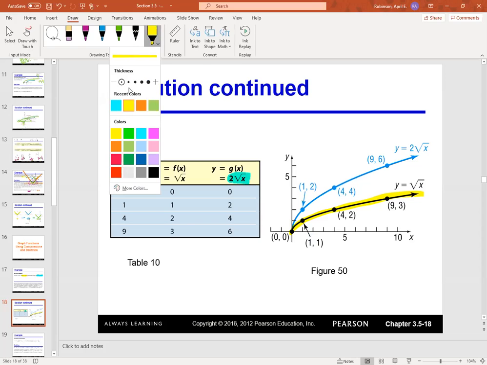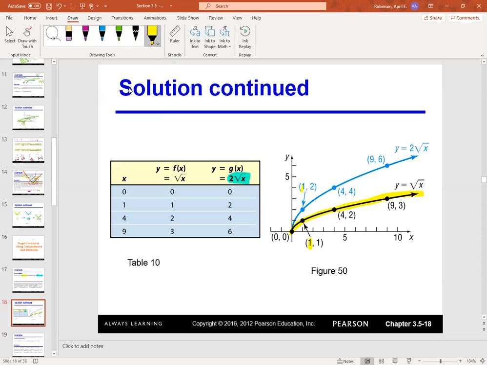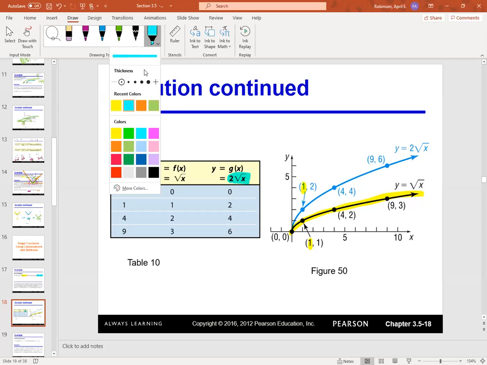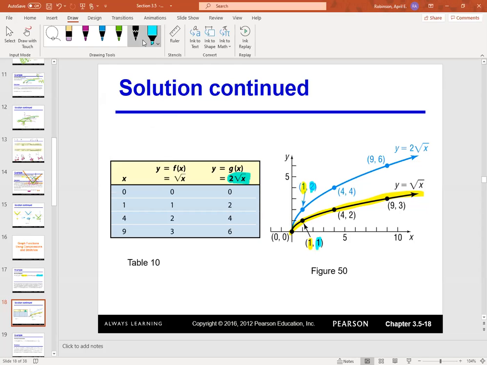All right, so this x coordinate matches that x coordinate, but compare the y coordinates. This one's 1 and this one's 2. 2 times 1 is 2. Compare the next y coordinates. This one's a 2, that one's a 4. They have the same x's, they're both 4s, but the y coordinate is twice as big as the original y coordinate. And then this last point, the y coordinate is 3. This one is 6 because it's twice as big.